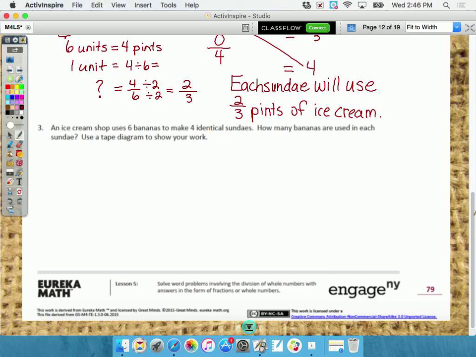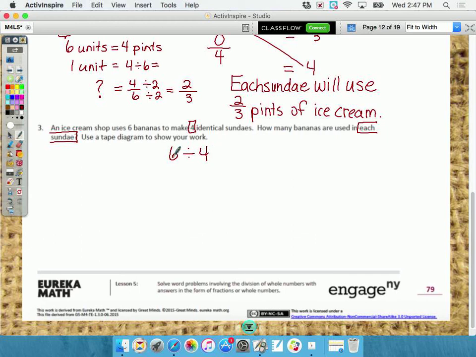Okay. Take a look at 3. What word are you looking for? Okay. An ice cream shop uses 6 bananas to make 4 identical sundaes. How many bananas are used in each sundae? Use a tape diagram to show your work. Well, we knew that. So what did you highlight? Each Sunday. So Sunday's the divisor. The number of Sundays is what? 4. So this one is 6 divided by 4.